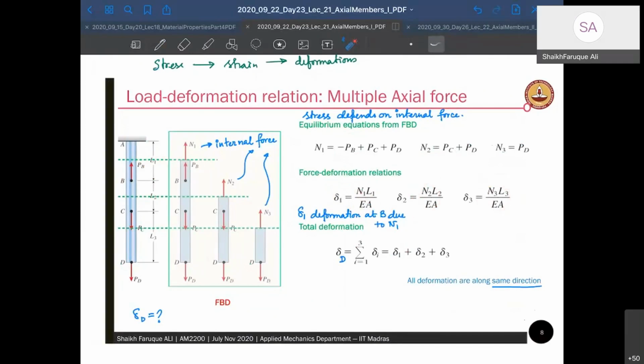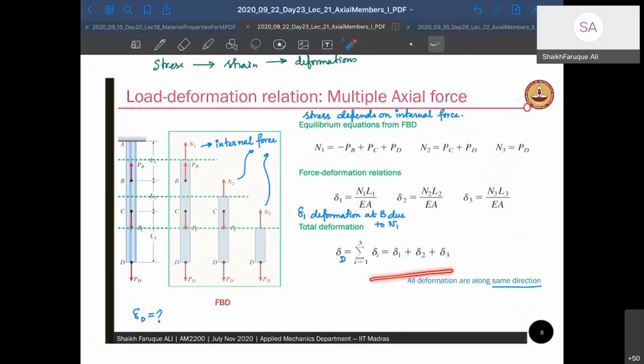So the deformation at this point, B point, is due to the load that is acting at B point and the area and the length between A and B. The length between A and B is L1. The internal force that we have between A and B is N1. We have found that here. Divided by EA, the rigidity of the material, it will give me the deformation. Similarly, the other two. So the total deformation is going to be delta 1 plus delta 2 plus delta 3. Okay. So that's your total deformation.